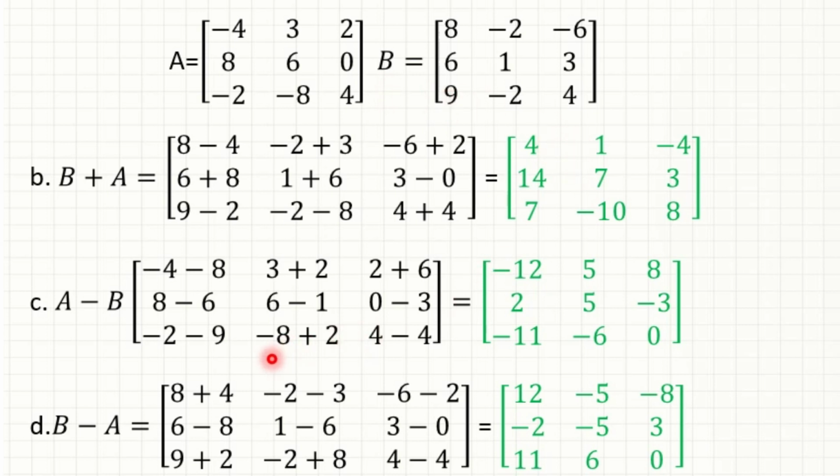The same thing for B minus A. When you subtract B minus A, you get a matrix that is quite different from the matrix A plus B. You see that where there is a negative on matrix A minus B, it is a positive on matrix B minus A. That means that when you subtract A minus B, it will be the negative of B minus A. So this shows that matrix subtraction is not commutative.